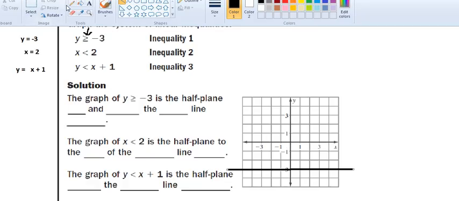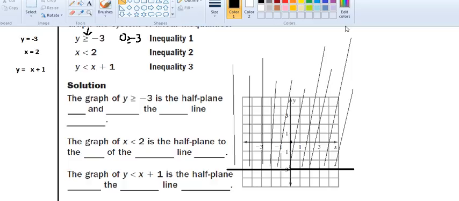We've got to test which way we're going to shade it. Look at the origin, that's where y equals 0. If you put a 0 right there, we're going to ask the question, is 0 greater than or equal to -3? Since it is, we've got to shade everything above the line. Go ahead and do that. Okay, so I've shaded everything above that y equals -3 line.